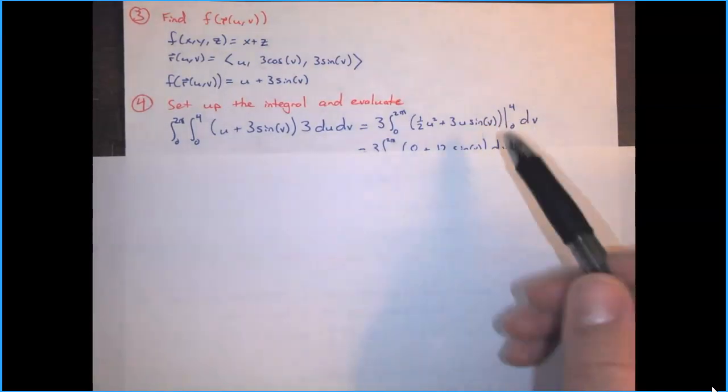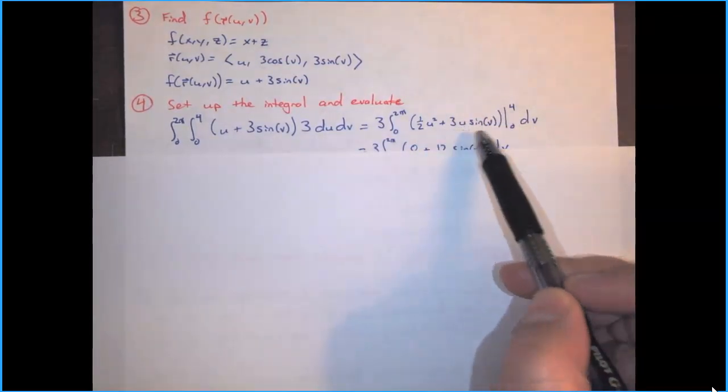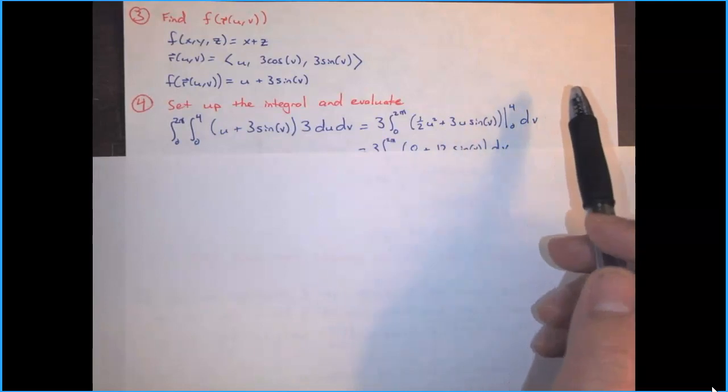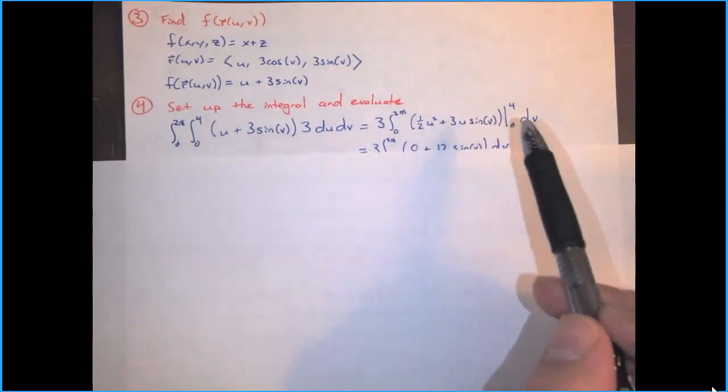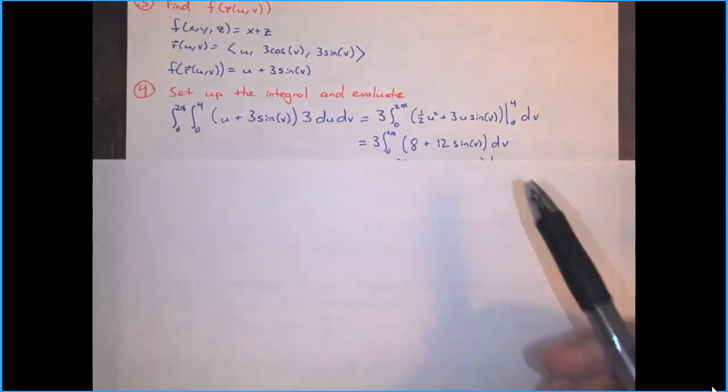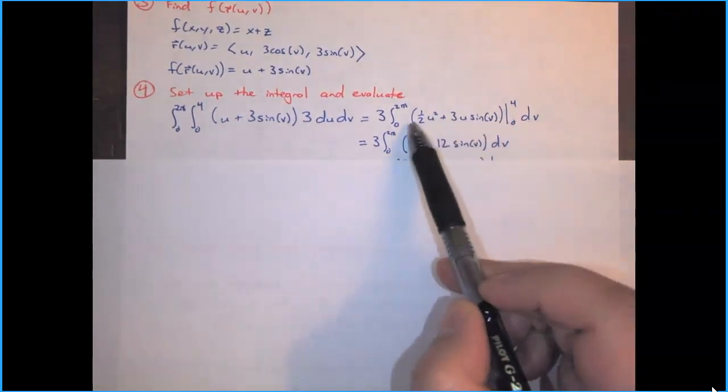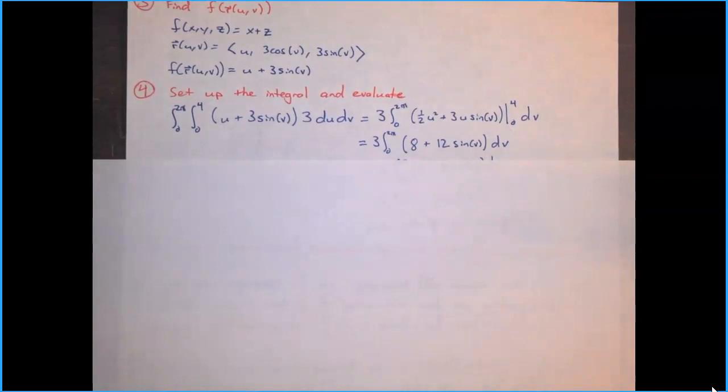So I integrate with respect to u. I get 1/2 u squared plus 3u sine v. I plug in my bounds. When I plug in 4, I get 1/2 of 16, which is 8. And then 3 times 4, which is 12. And then the sine v, when I plug in 0, both of those terms disappear.